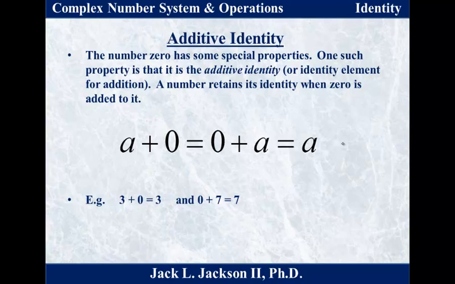Makes pretty much sense if you're thinking of it just as a group model or a blocks model. You start with 3 blocks. If you don't add anything to it, you still got 3 blocks. If you start with no blocks and you add 7, you have 7 blocks. It also makes sense as a number line model. 0 is no motion. So if we start at 3 and then go nowhere, we're still at 3. Or if we start at the origin and go 7 to the right, we're at 7 on the number line.